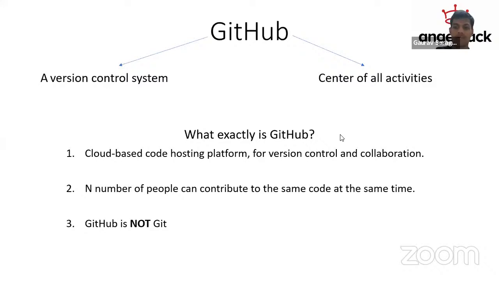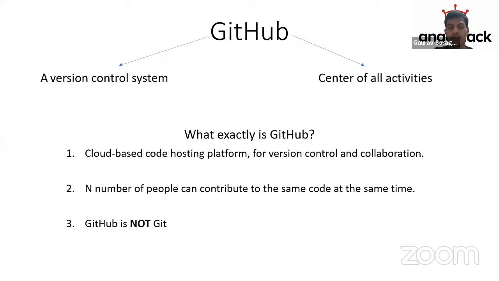In the big projects by breaking code into parts. Yes, right. So a version control system and the center of all activities together form the word GitHub. But if you're thinking, what exactly is GitHub? So GitHub is a cloud-based code hosting platform for version control and collaboration. Now here the term code comes into place because 99% of the data that is uploaded on GitHub consists of codes only. And we've already talked about version control.